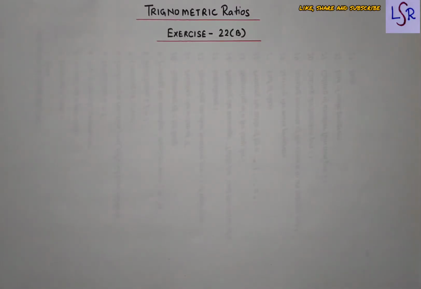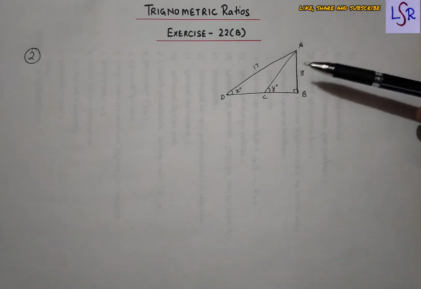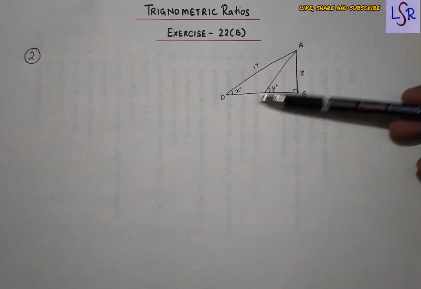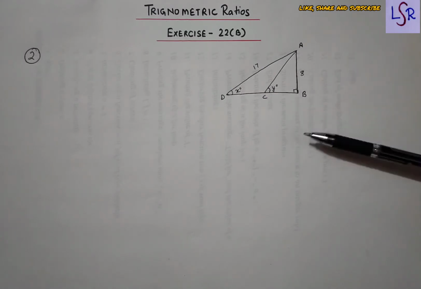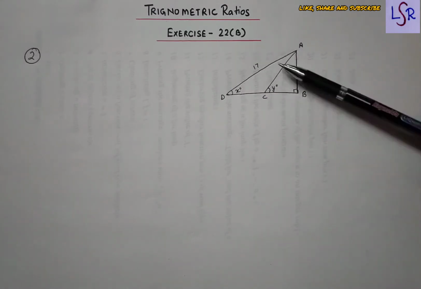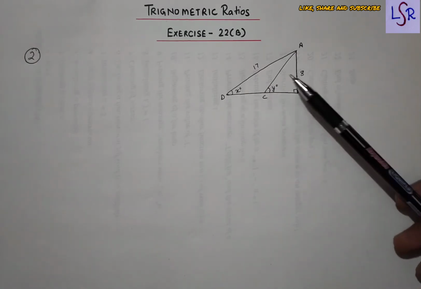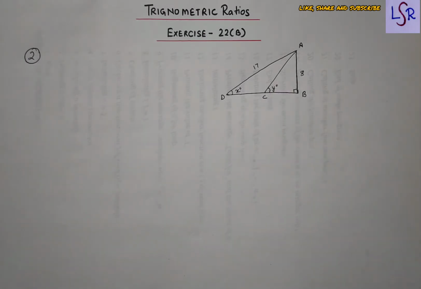Hello everyone, here we start with exercise 22b of trigonometric ratios. In question number 2, we have been given a figure in which triangles ABC and ABD have a common side AB. Two of the sides have also been given, and then we have been given the two angles. First of all, we have to find the sides AC and BD.